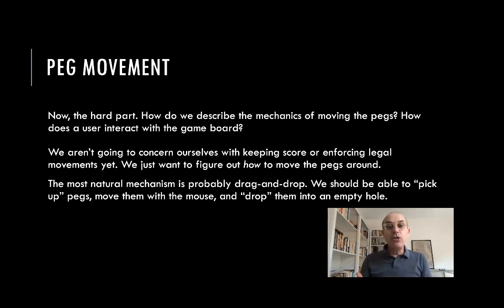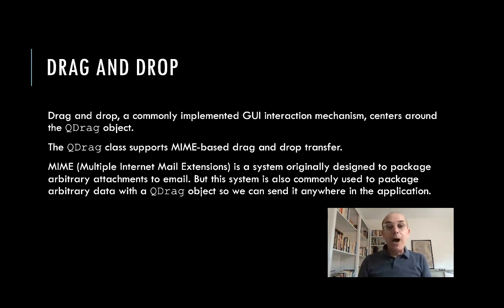The most natural mechanism is probably drag and drop, and so we should be able to pick up the pegs, move them with the mouse, and drop them into the empty hole. So drag and drop is a commonly implemented idea behind the GUI interaction mechanism.